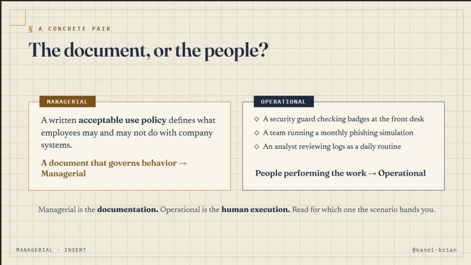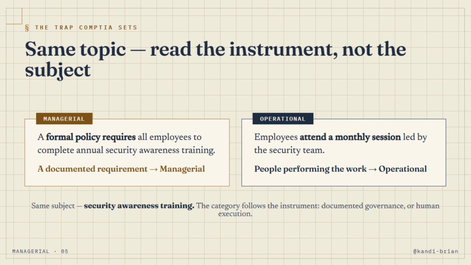Train your eye on that split and you will catch the trap every time. Consider how this could look in a live exam item. The scenario says, an organization creates a formal policy requiring all employees to complete annual security awareness training. Which category of control is this? Walk it. Is this a written administrative instrument that governs and directs?